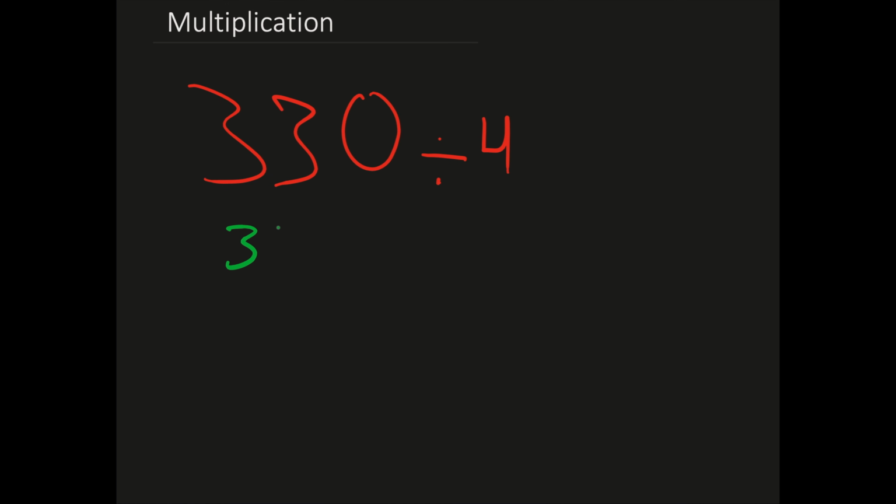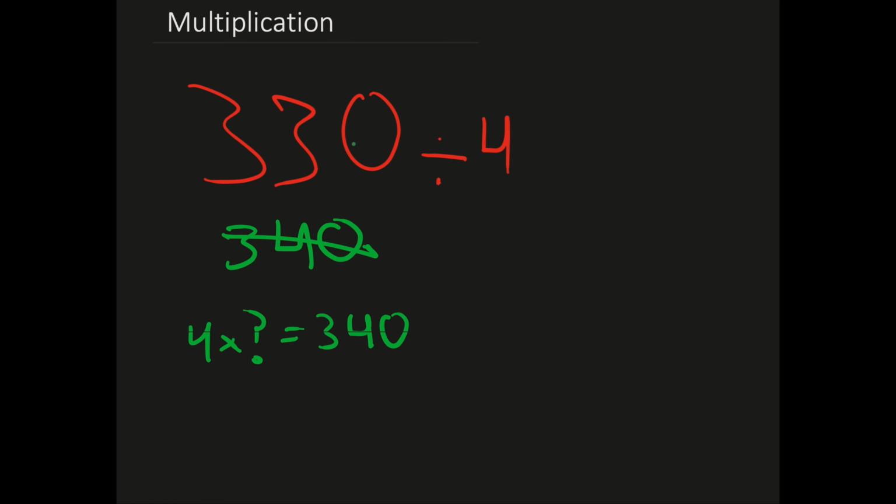Okay, we have 340, which is 10 more. 4 times what equals 340? We don't know. But since we know that the next one we have is 4 times 9, and that equals 360, we know that 4 times nothing can equal 340. So no. Now we're going to go 1 down.